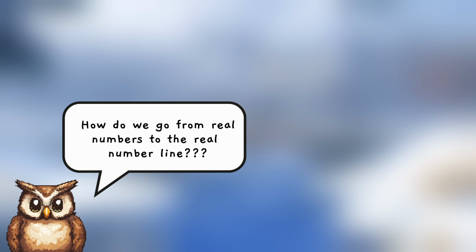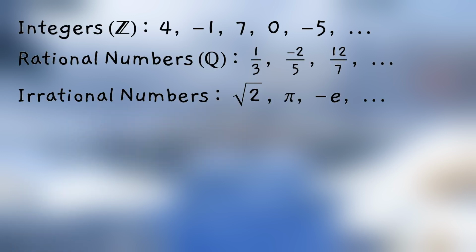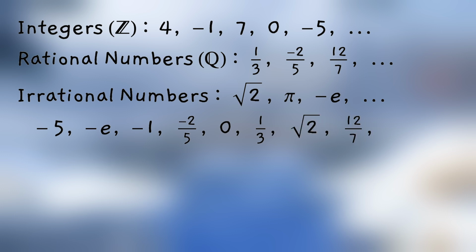Now imagine if we first began by ordering these numbers in order from the smallest to the largest. The smallest of these numbers would be -5, and after that we would have -e, -1, -2/5, 0, then 1/3, the square root of 2, 12/7, pi, 4, and then 7. These are the sample real numbers that we're working with.